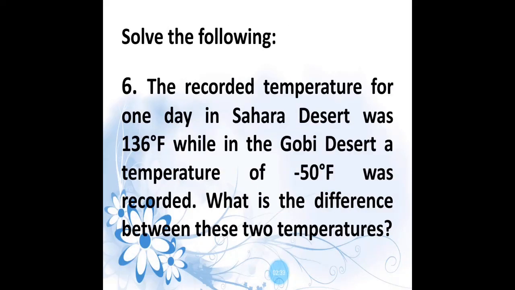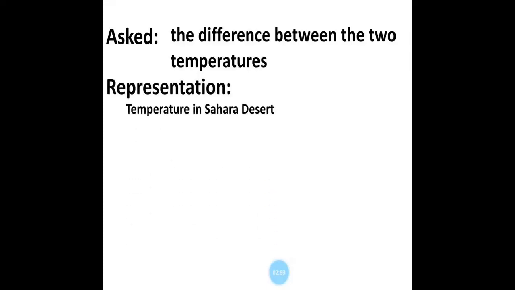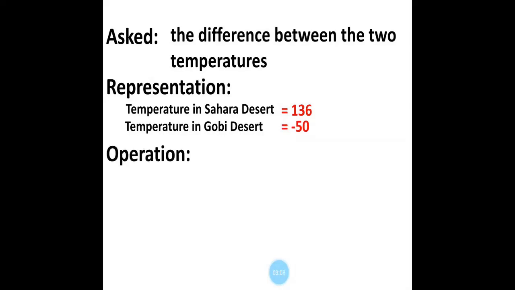The recorded temperature for one day in the Sahara Desert was 136 degrees Fahrenheit, while in the Gobi Desert, a temperature of negative 50 degrees Fahrenheit was recorded. What is the difference between these two temperatures? The difference between the two temperatures. Next, for the representation, temperature in Sahara Desert, that's 136. Temperature in Gobi Desert, we have negative 50. For the operation, we have subtraction because of the word difference.